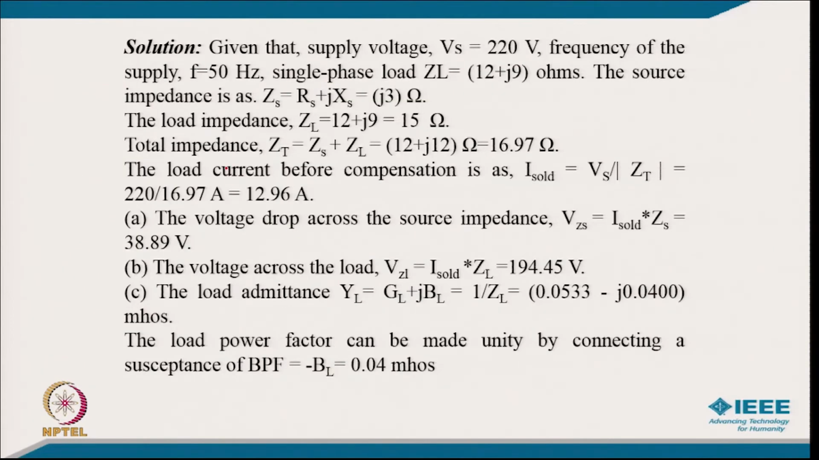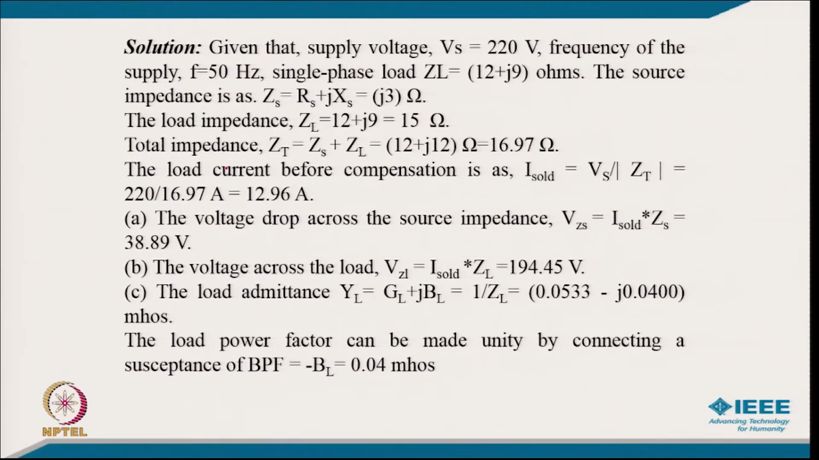Now, coming to the numerical problem of this, given the supply voltage of 220 volt, frequency of 50 hertz and single phase load of 12 ohm plus J9 ohm, and the source impedance here is ZS equal to RS plus JX, that is only RS is 0, and we took only the inductive source impedance, that is 3 ohm for the case of simplicity to understand, and the load impedance here is 12 plus J9, which comes to an impedance of 15 ohm.